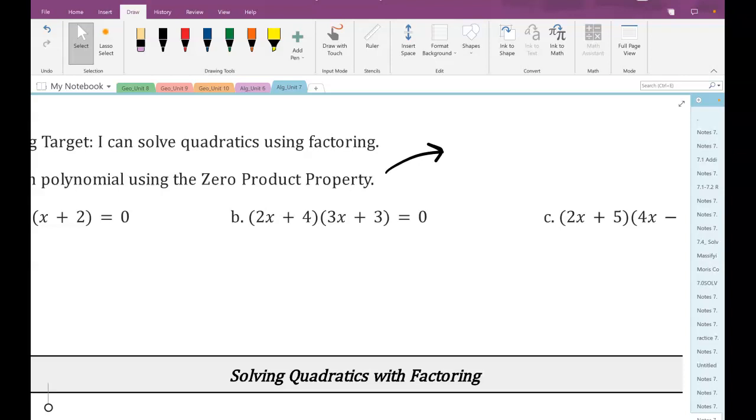Everybody quiet. This is going to be short. We're only going to do these top 3 problems and the bottom 2. So you can get through it quick if you're all quiet and ready to go.